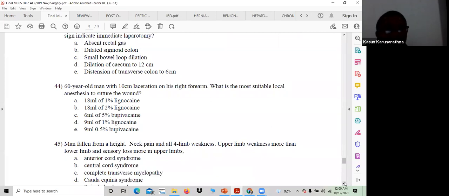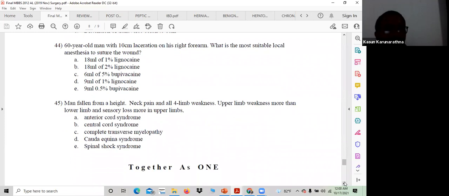Lignocaine with adrenaline, that is 7 milligram per kg. Dose of bupivacaine again, bupivacaine is also the same as plain lignocaine, right? So you can try the calculation, right? It's your mathematics, nothing else.